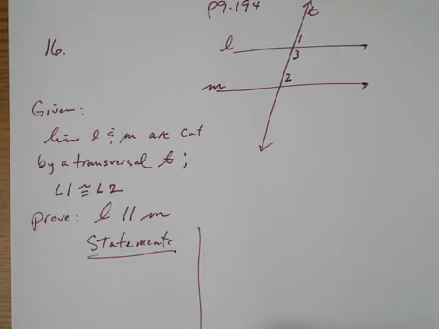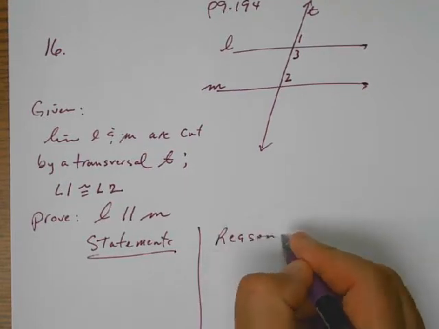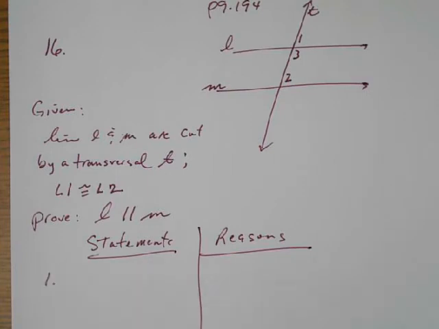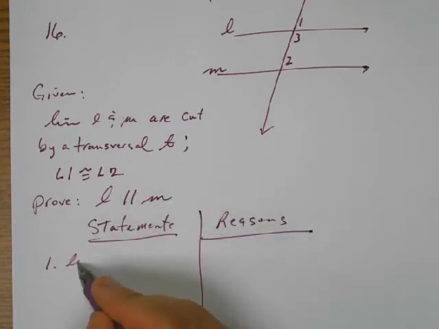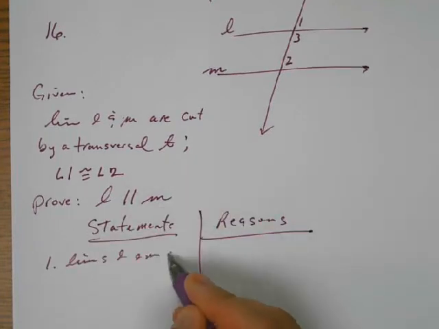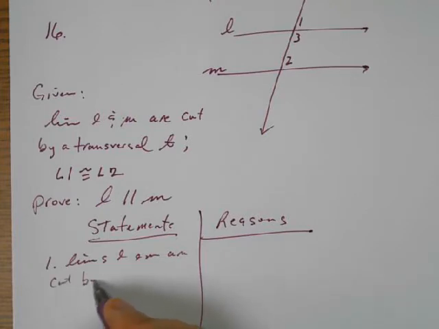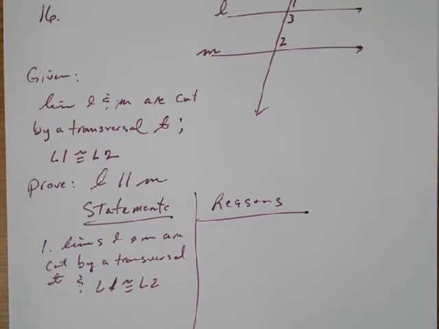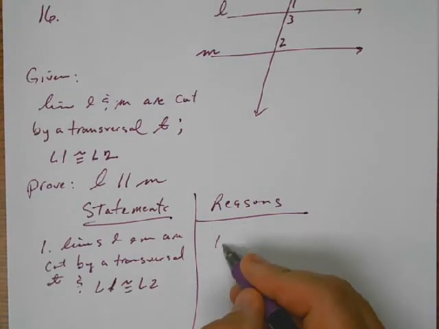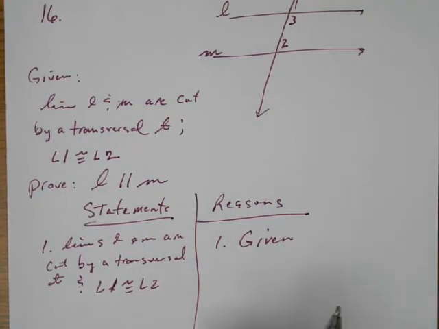Statements. Reasons. Here we go. Step 1 is the given. Lines L and M are cut by a transversal T. I'm going to go ahead and put the other part, angle 1 is congruent to angle 2. Does that fit okay for you guys? Maybe just a little bit. There we go. Angle 1 is congruent to angle 2, and so we'll say all that is the given information.